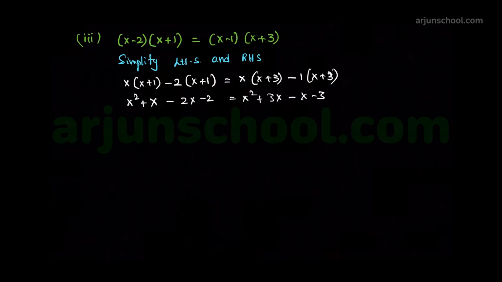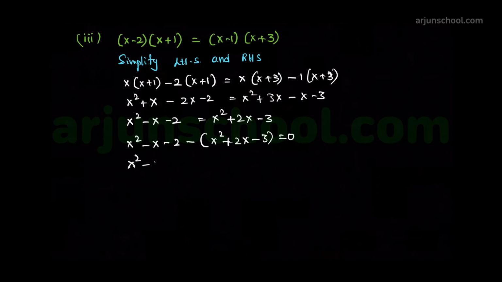X minus 2x is minus x. Therefore, it is x square, x minus 2x is minus x, then we have minus 2. And on the right hand side, x square, 3x minus x is 2x, minus 3. Now bring RHS terms to the LHS. X square minus x minus 2 minus of x square plus 2x minus 3 is equal to 0.